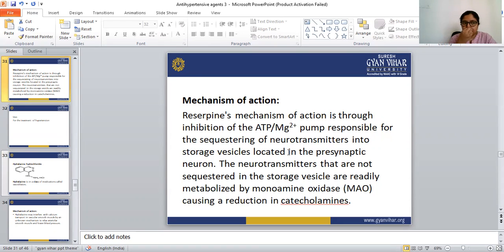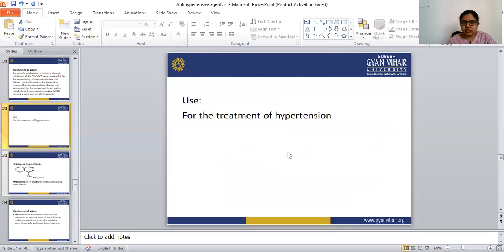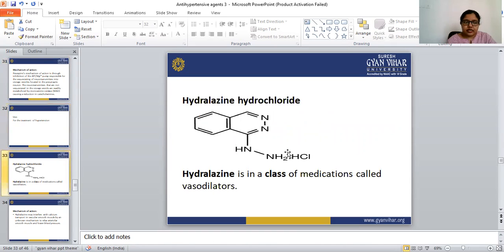Let's see the uses of this reserpine. This drug is used in the treatment of hypertension. Our next drug is hydralazine hydrochloride, and this is used in the treatment of hypertension. And this is the structure of hydralazine hydrochloride.